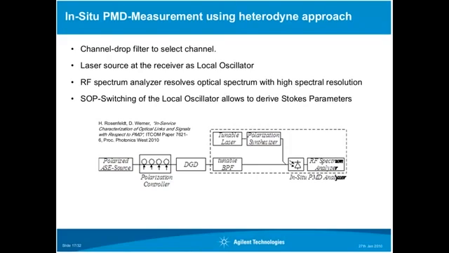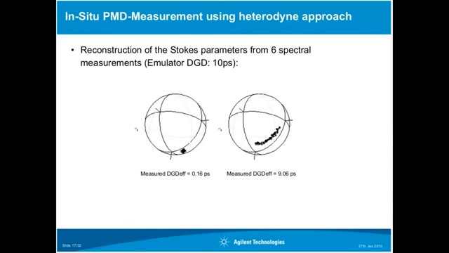And once doing this, you have enough information to reconstruct the SOP trajectory which you have at the input of the system. But this time you have a much higher optical resolution for this. And this allows you also to analyze narrowband signals like the 10 gigabit signals. So here's an example of a measurement result.